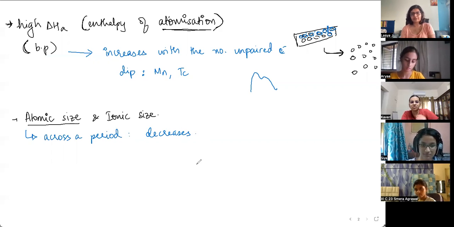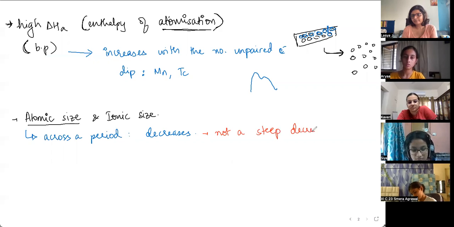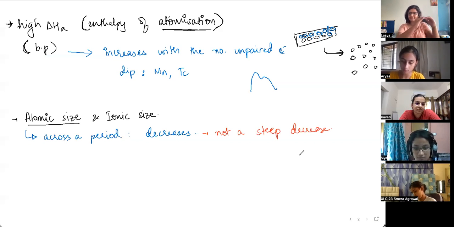The special thing about d block elements or the d block series is that it is not a steep decrease between the elements. If you compare the first 2 periods, the change across the s block elements and p block elements, d block elements still show the same trend, but it's not as steep. It's fairly more comparable than s and p block.